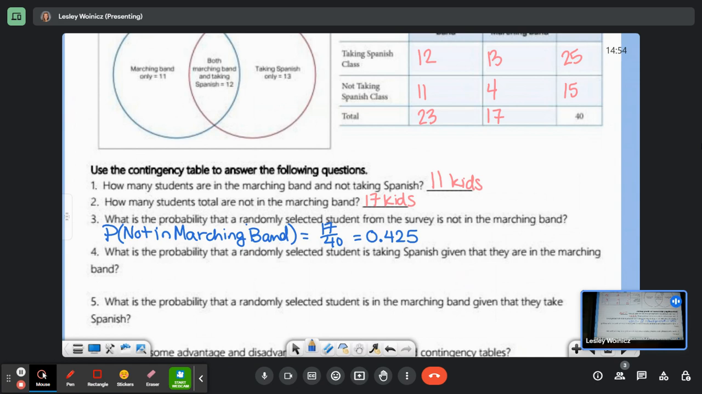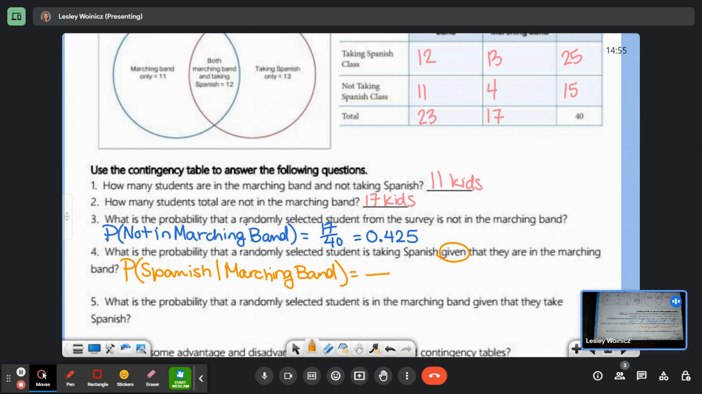What is the probability that a randomly selected student is taking Spanish given that they are in the marching band? Now, what is the key word here? Given. You guys are going to do great at this. So this changes a little bit. It's the probability of Spanish given marching band. Now we're not picking out of everybody. We're only picking out of the marching band kids. How many total kids are in marching band?